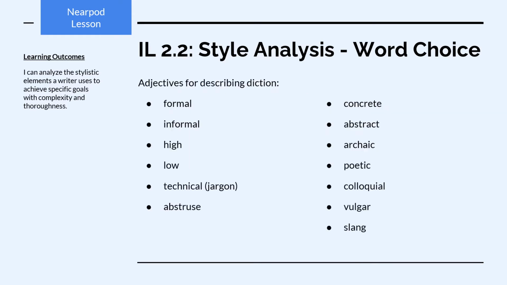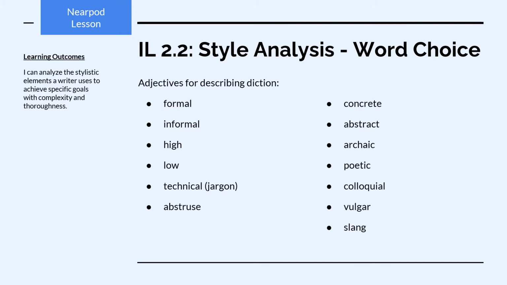Finally, when trying to describe the diction that you see in a text, here are some helpful adjectives that you might want to use. You might describe diction as being formal or informal, as high or low, high meaning high in vocabulary, low meaning simple and low in vocabulary. You might say that the writer's using technical diction. Another term for technical diction would be jargon. Abstruse diction would be diction that's so erudite that lay people can't really understand it.